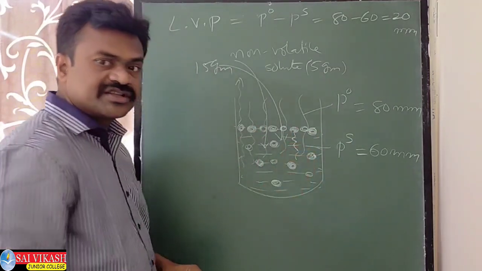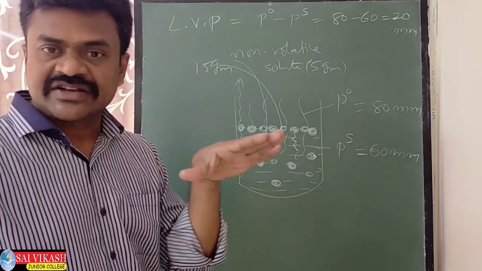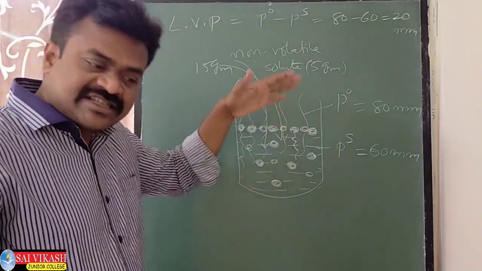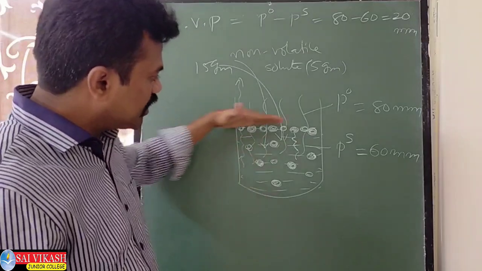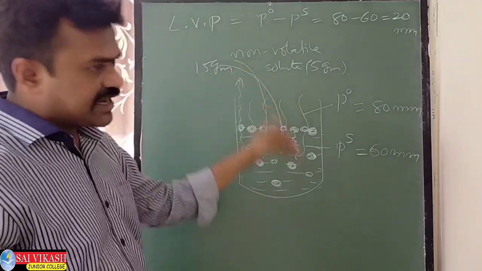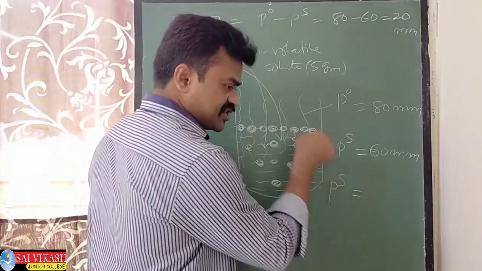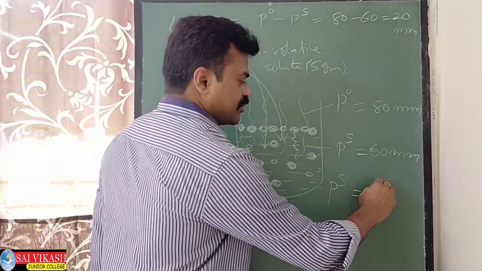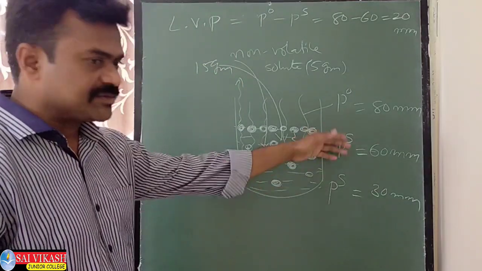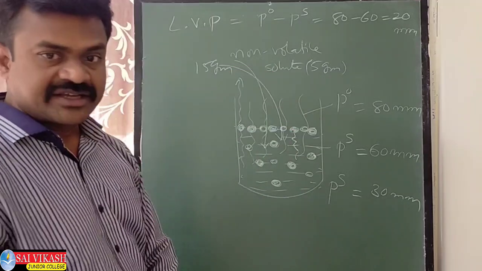Because the quantity is more, there are more solute particles occupying the surface of the liquid. Due to this, what happens? Vaporization again decreases because more particles are occupying the surface. That's why vaporization again decreases. Now we get the vapor pressure of this solution, suppose 30. Suppose we get 30 only, not 60, because we have added more quantity, so vaporization is again decreased.